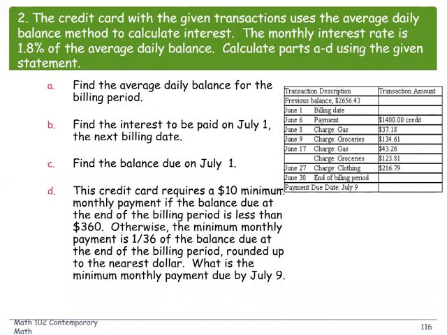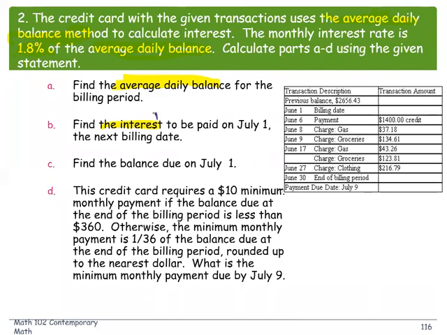In this example, the credit card with the given transactions uses the average daily balance method to calculate interest. The monthly interest rate is 1.8% of the average daily balance. Calculate parts A to D using the given statement. In part A, we're going to find the average daily balance for the billing period. In part B, we find the interest to be paid on July 1st, the next billing date.